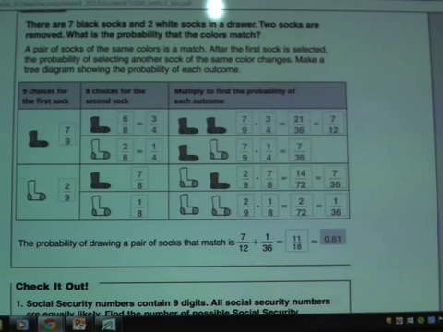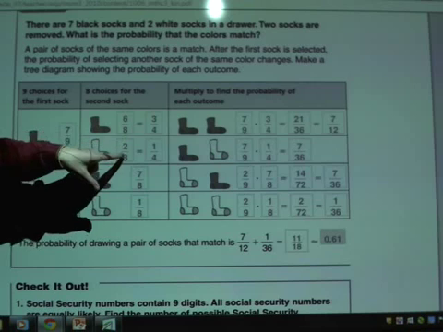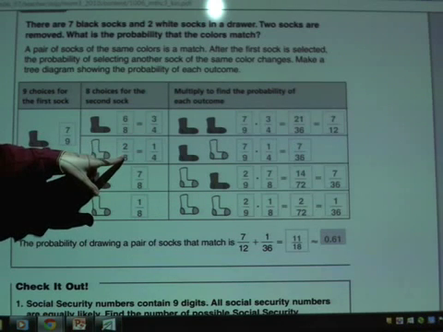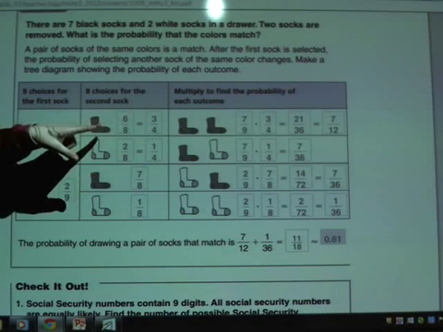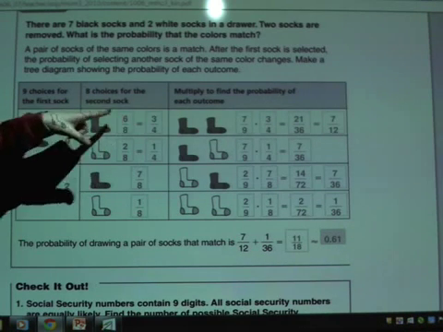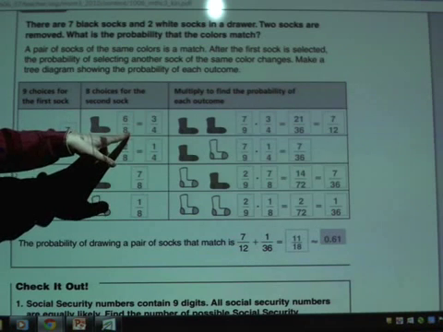Now, when I go for pull 2, there's 8 socks left, so notice the bottom number in my probability has become 8. The top then represents whatever scenario happens. There would be 6 dark socks left if I pulled a dark sock first, so that's 6 out of 8.